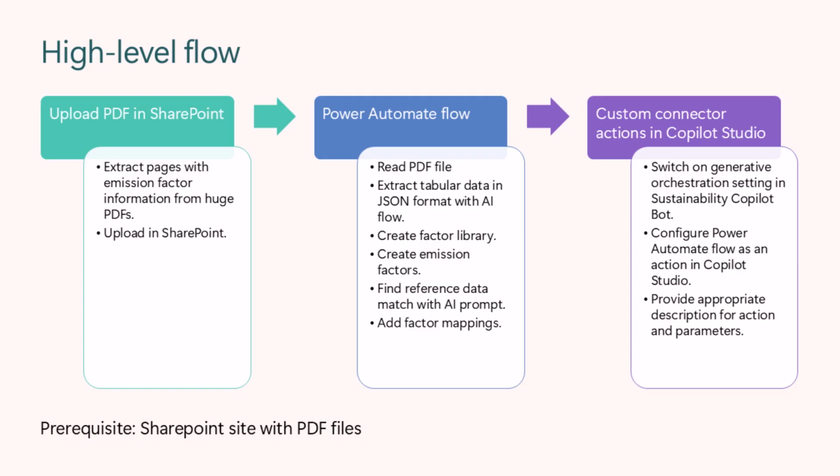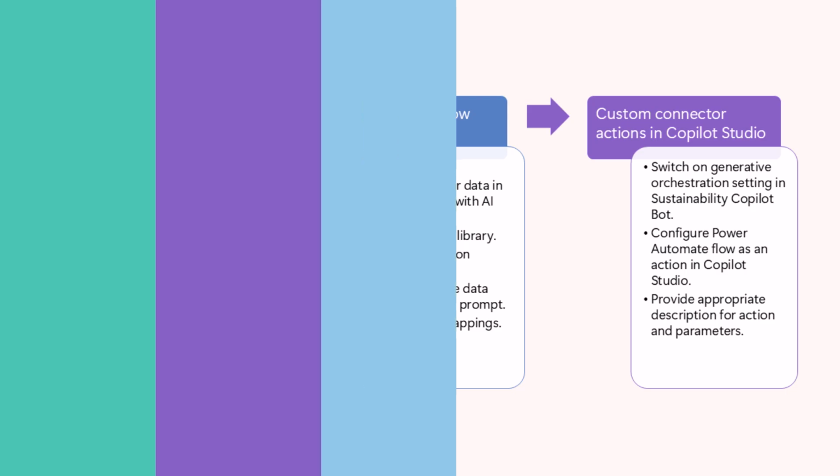As a high-level flow of the demo, we will upload the source PDF file to a SharePoint site. We will create a Power Automate flow triggered by Copilot that will do all the automation to extract, transform, and load the data into the emissions factor library. And lastly, we will add this automation to Copilot and let it be explored with the new preview feature of orchestration setting. Let's see our demo.